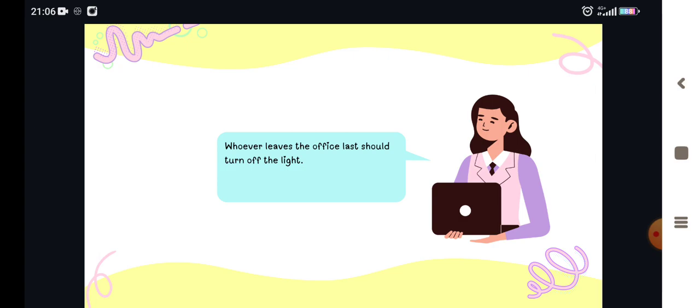Whoever leaves the office last should turn off the light. In this case, not the boss, not the secretary, nobody in particular, but the person who leaves last should turn off the light. In this case, whoever means this in these sentences. So this is the end.